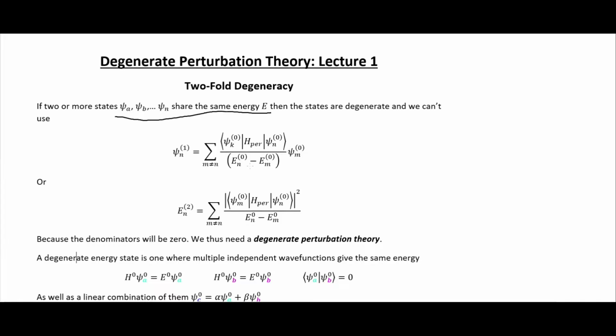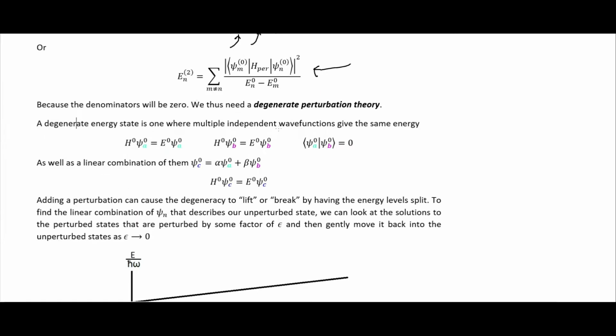If that is the case, then the formula we got in the previous video won't work, because these two energy states will be equal, and so we'll have a zero in the denominator. That doesn't work, so we need a degenerate perturbation theory. A degenerate state is one that has multiple independent wave functions giving the same energy, and that will also be true for a linear combination of those states. Adding a perturbation can lift or break the degeneracy by having the energy levels split.